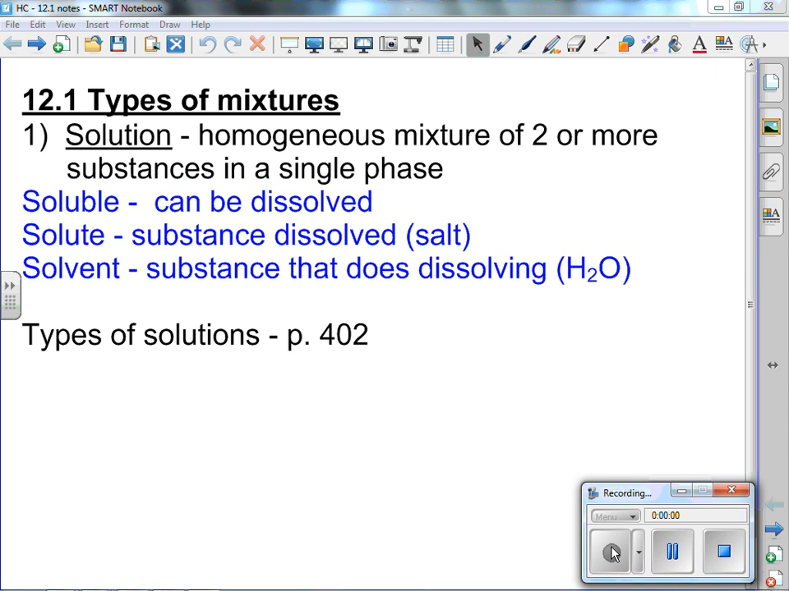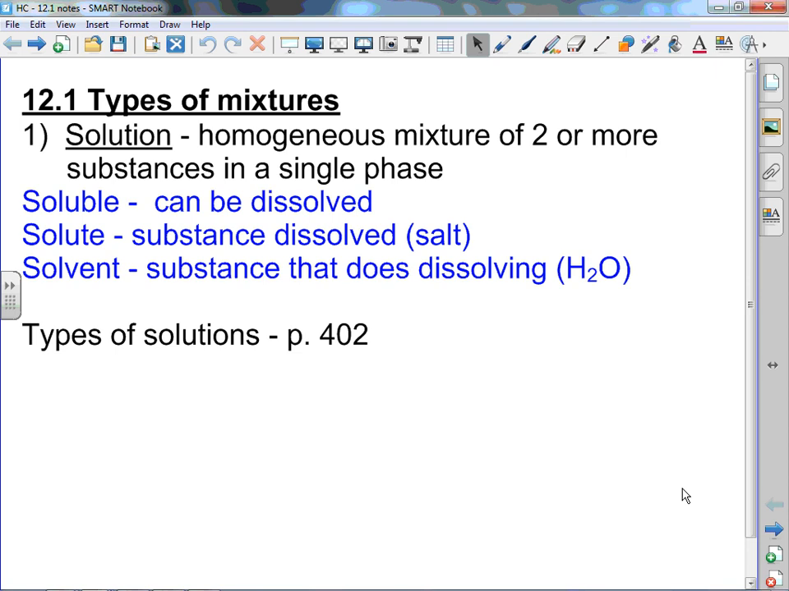In this section, we're first going to talk about the different types of mixtures that are relevant in chemistry. There's three of them, but we're really only going to focus on one after this section. So the first one, which ends up being the most important one, is solutions.